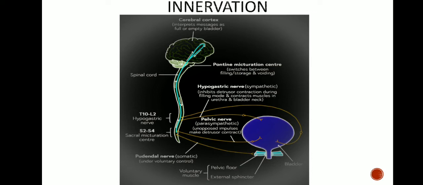where the sympathetic innervation is responsible for the filling of the bladder and parasympathetic innervation is responsible for the emptying of the bladder. On the other hand, the somatic innervation is responsible for the voluntary control of the micturition.